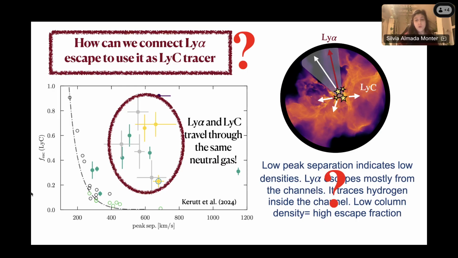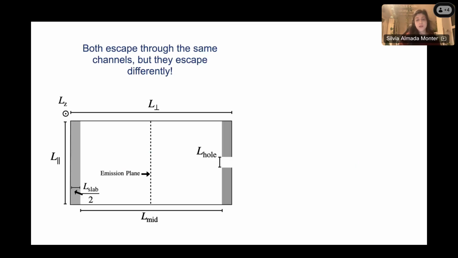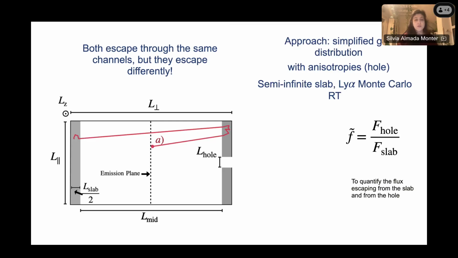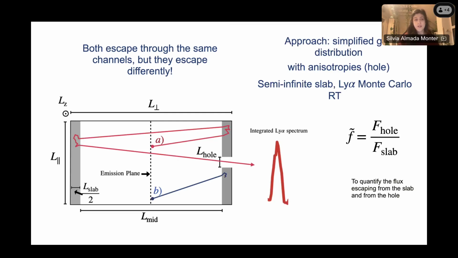Well, we wanted to know what the effects on Lyman-α emission were when having a hole in a very simple distribution of gas. Of course, we know that both Lyman-α and Lyman continuum escape through the same channels, but they, of course, escape differently. So we wanted to know what the effect was and how we can use this to trace Lyman continuum. So we use these models in which we can isolate the physics and check if we can then complicate things a bit further.